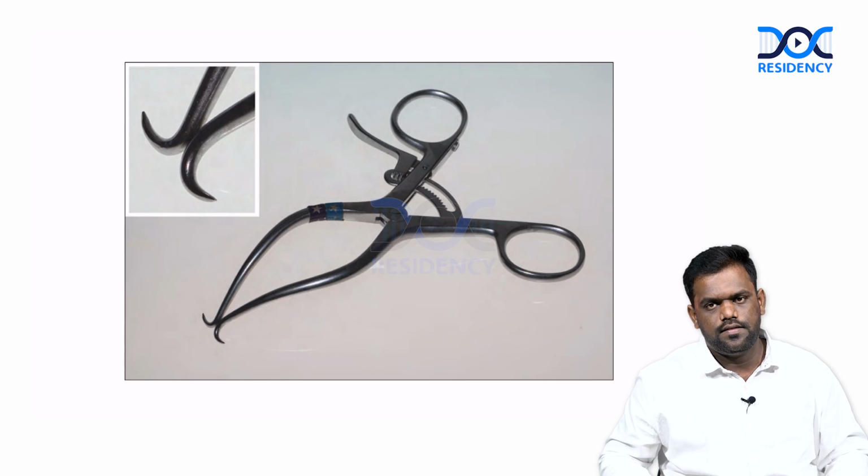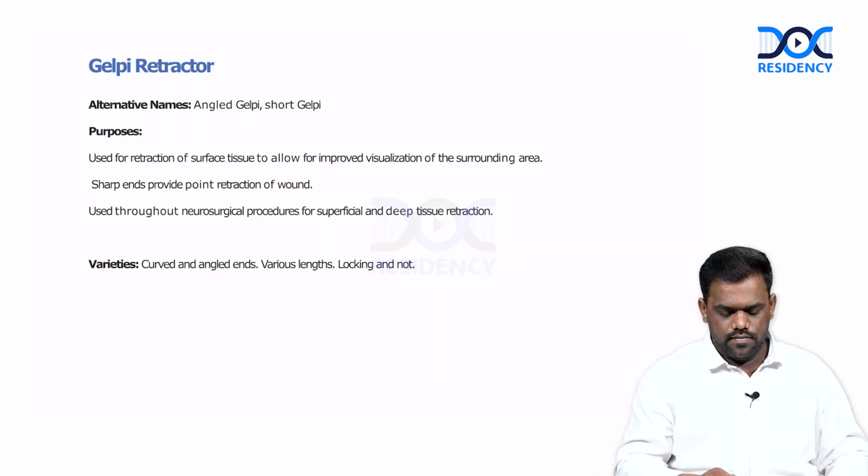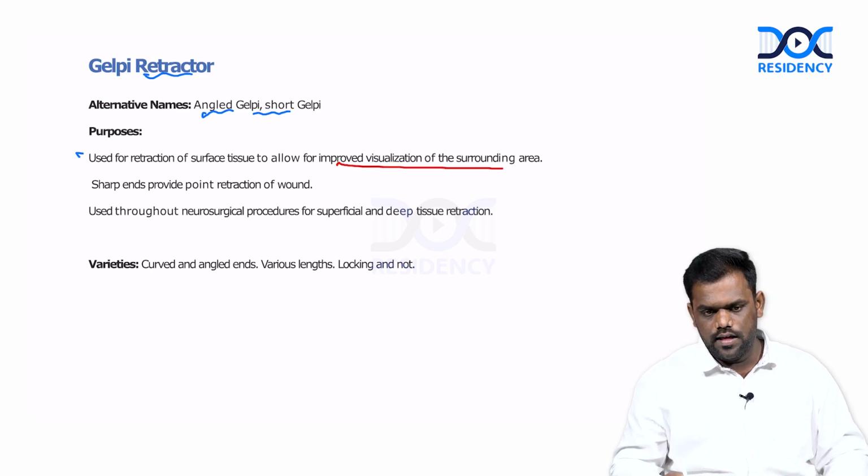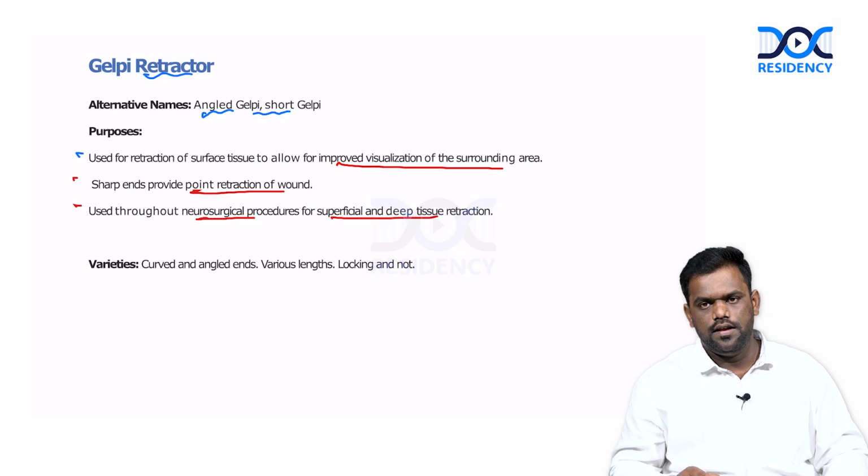This retractor is called the Gelpi retractor. It's also called angled Gelpi or short Gelpi. The purpose of this retractor is retraction of the surface tissues to allow improved visualization of the surrounding area. It has sharp ends, provides point retraction of the wound, and is used throughout the neurosurgical procedure for superficial and deep tissue retractions.